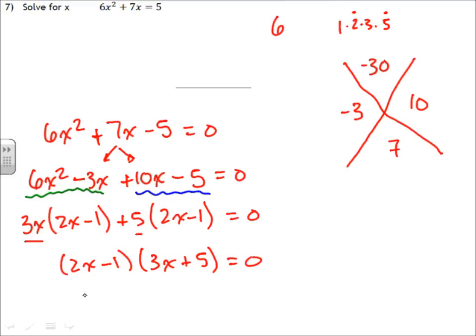Again, zero product property tells me if I'm multiplying two factors and I get a product of 0, the only way that's possible is if one of them is 0. So I'm going to let each have a turn. 2x minus 1 could equal 0. That would tell me that x has to equal positive 1/2. And if 3x plus 5 was equal to 0, that would mean that x would have to equal negative 5/3. So those are my two solutions, 1/2 and negative 5/3. And you'll get the exact same answer if you use the quadratic formula.